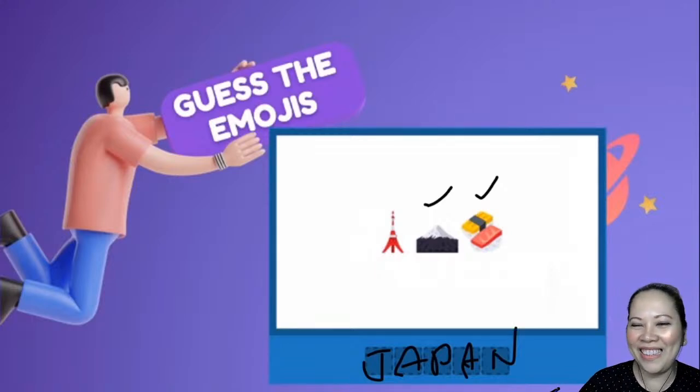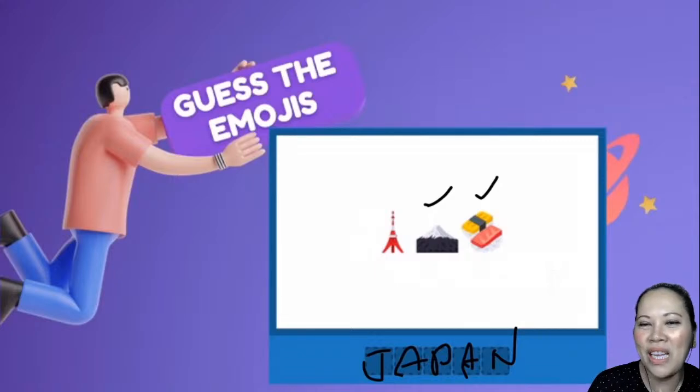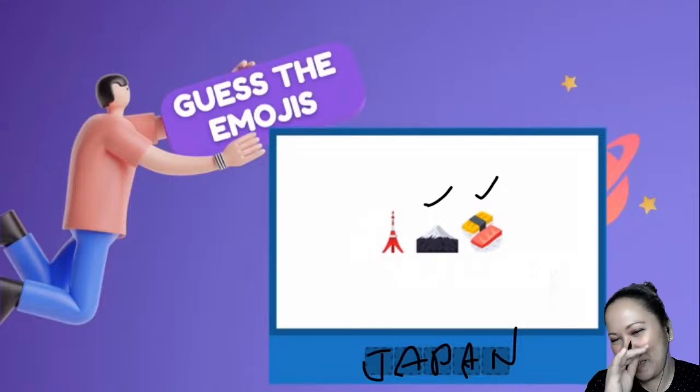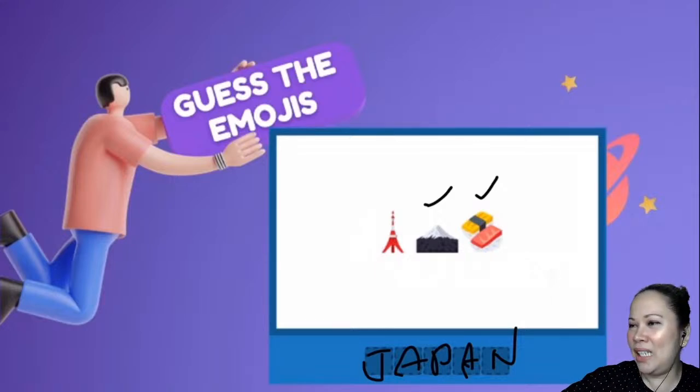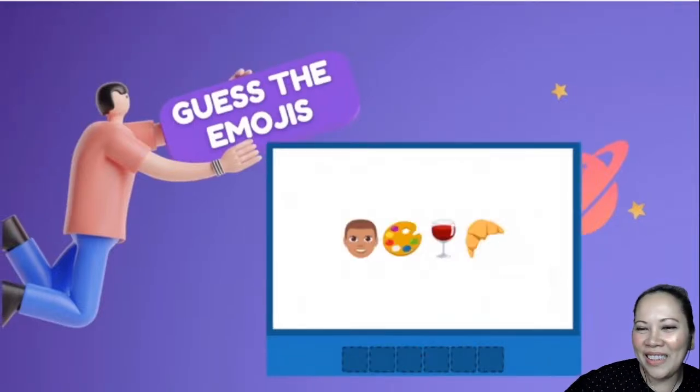Punini! How can a sushi and a Mount Fuji be in Paris? Well done, Maha Blanca. It is indeed Japan. Japan, Punini, Japan. Okay. Next one.